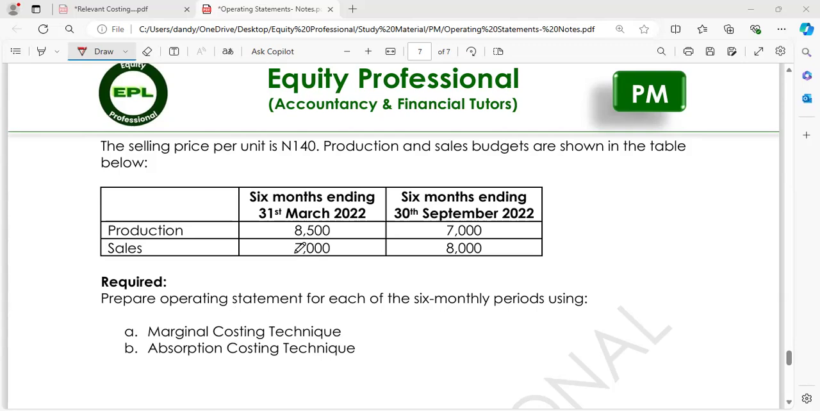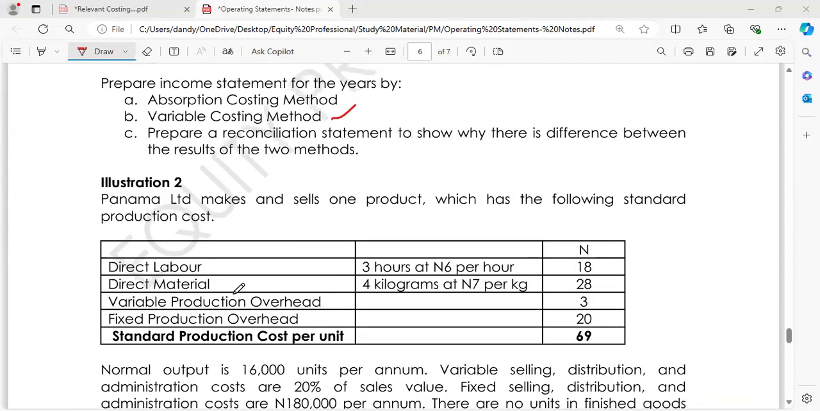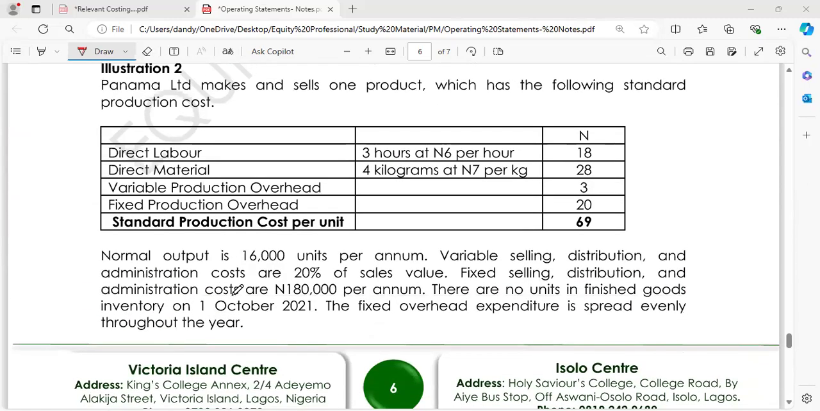Thank you very much, Tife. So in this question, the examiner wants you to prepare the operating statements for each of the 6 monthly periods using marginal costing technique and then absorption costing technique. This question looks very straightforward and simple, but it could be dicey if you don't pay particular attention to the dictate of the question.